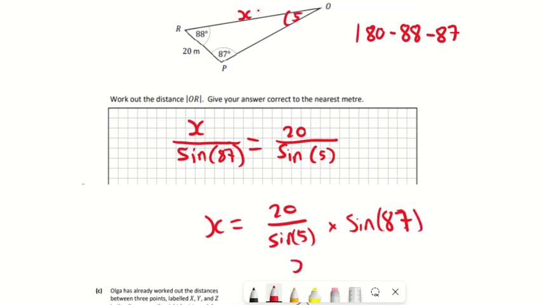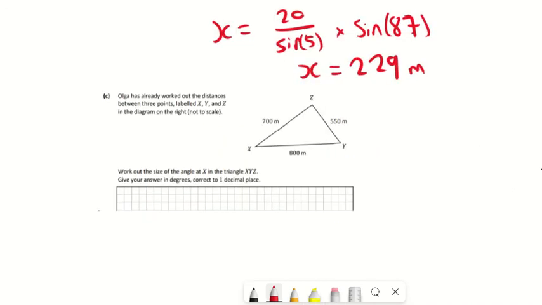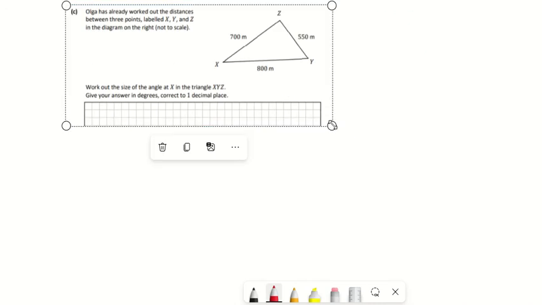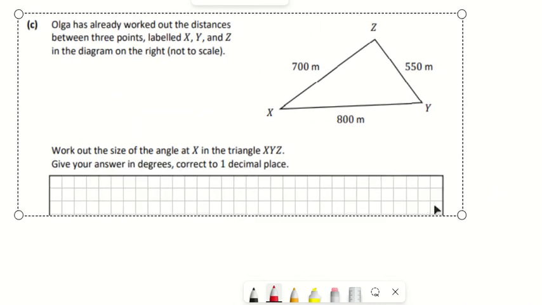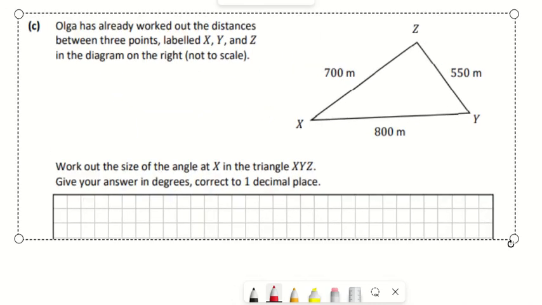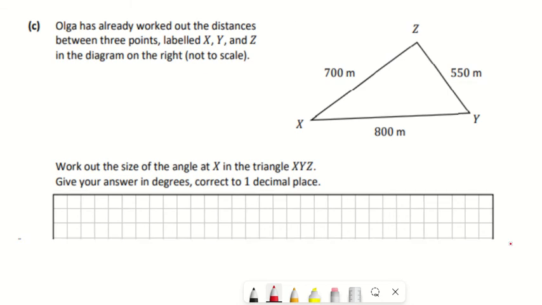And we're going to get 229 meters there. And so part C then, so it's quite clearly going to be cosine rule. So you've got three sides and you're looking for an angle, and we don't have anything else. So this is the cosine rule.